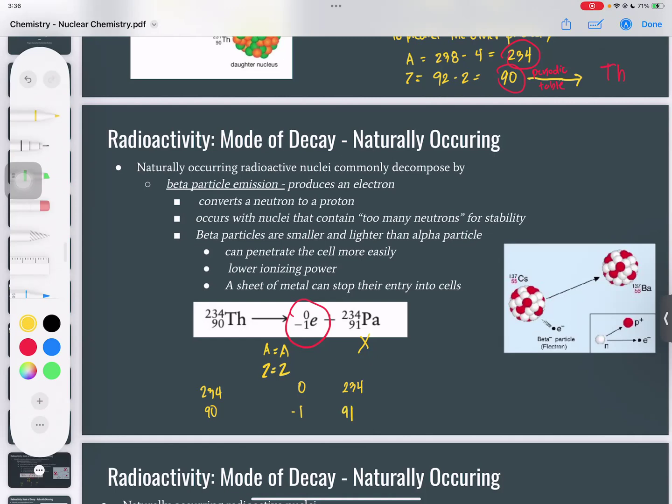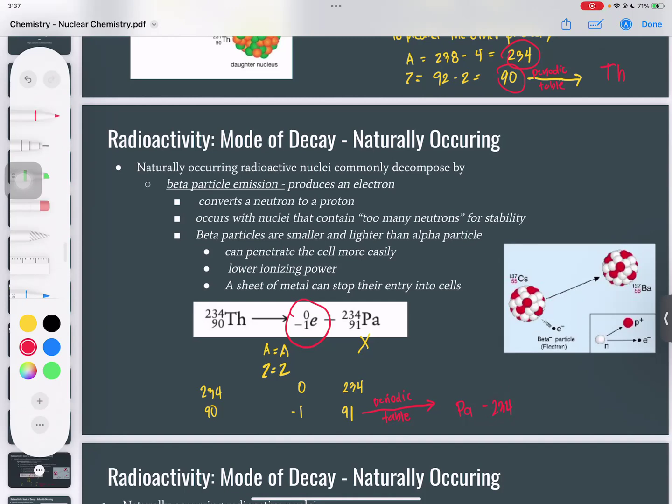Then we just check your atomic number through the periodic table. You can predict that it is protactinium-234, with the atomic number of 91.